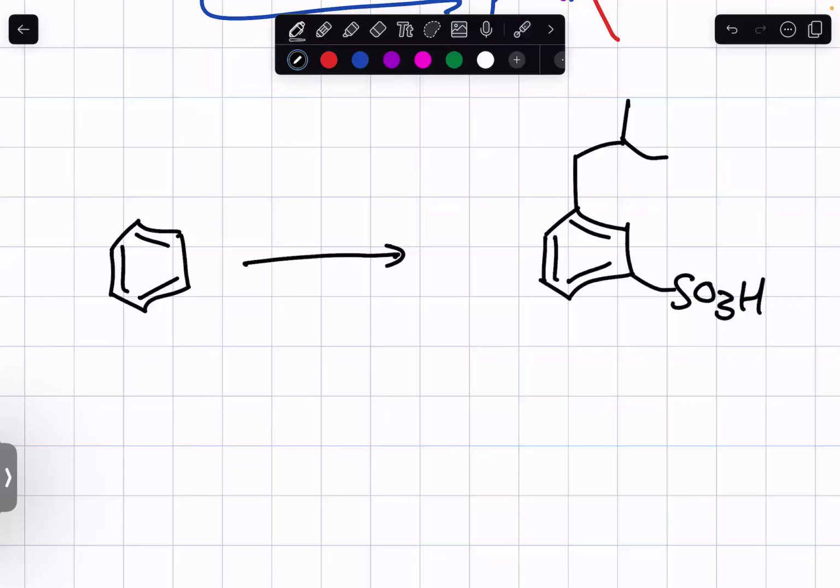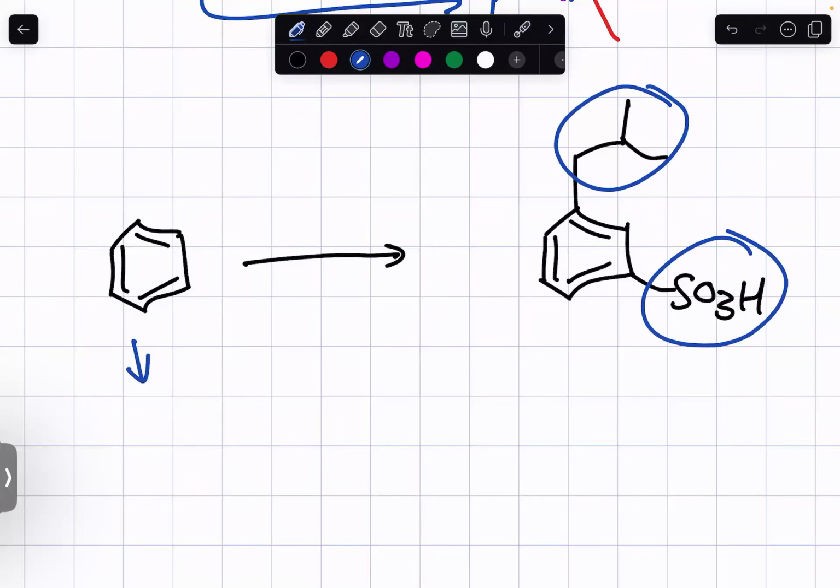So in this case, wouldn't you sulfonate first? Sulfonate, because you notice that these two groups are meta to each other, and you know the sulfonation group is a meta director there, right? Okay. And then what happens after?